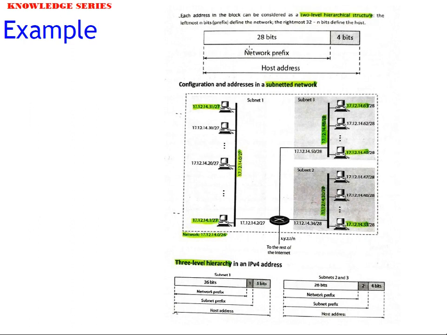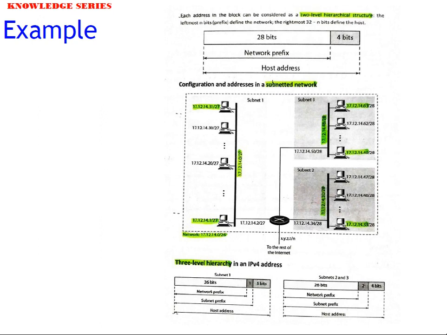Now here, 28 bits, 4 bits. So 28 plus 4 is 32. If you are using this way, 28 means what? It is beyond class C. Let us say we are taking a class D scenario, and here we are creating a net prefix. So this is 28 bits and 4 for the host bits. So this is a 2-level structure being configured.